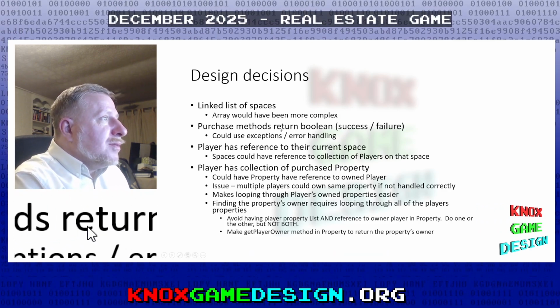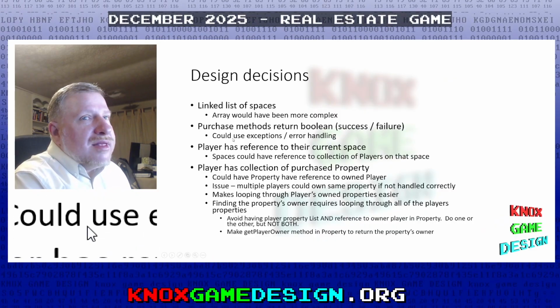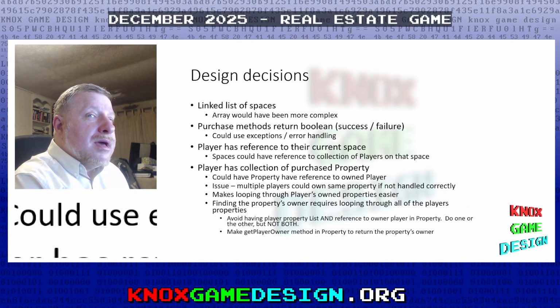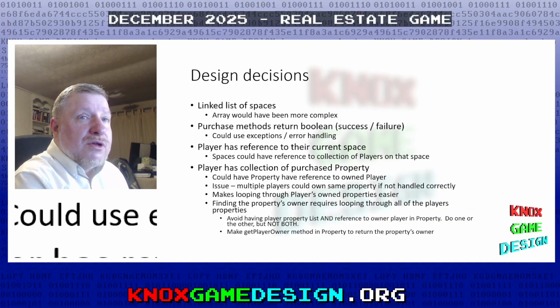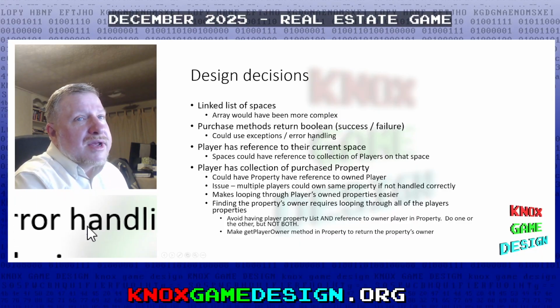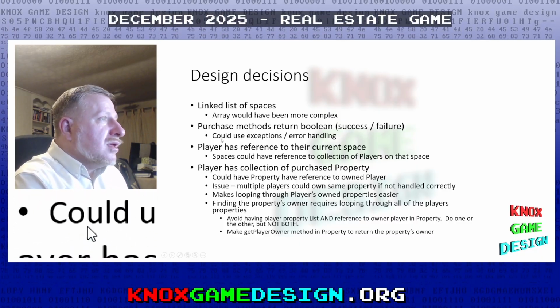So I got purchase methods returning a Boolean for success and failure. If you try to purchase a property and you don't have enough money, that would return a false value. But I could have used exceptions and error handling. That might have been a more elegant solution than returning booleans.